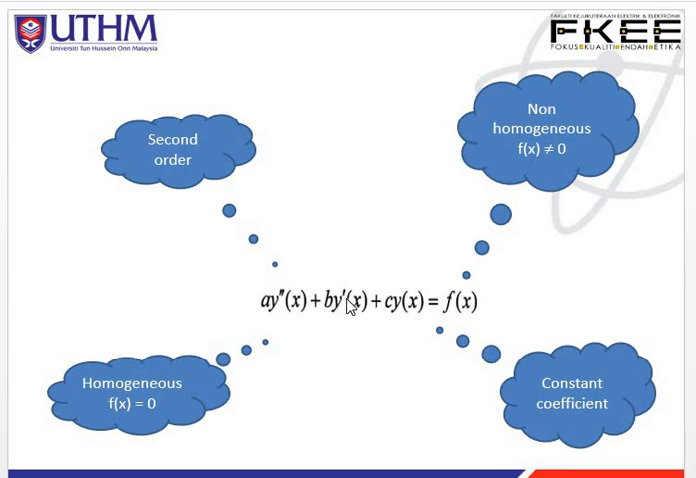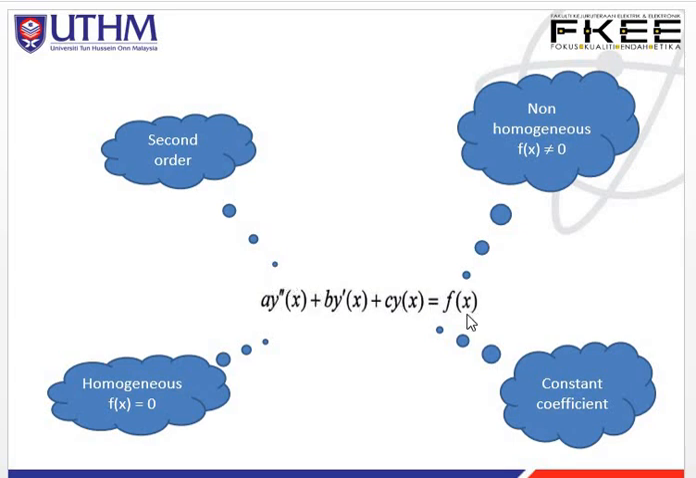This one, y to the power of 1, or we call it y prime, refers to the first order. Y double prime refers to the second order. And this equation is called linear. It's a linear form, so we call it a linear differential equation. In this one, a, b, and c are constants, so this differential equation has constant coefficients.